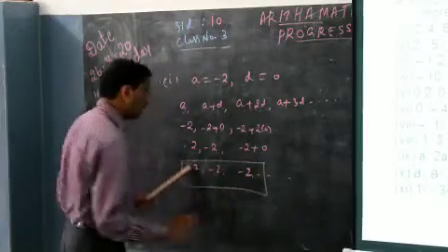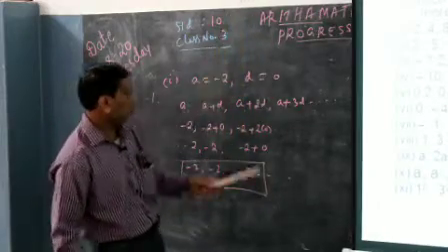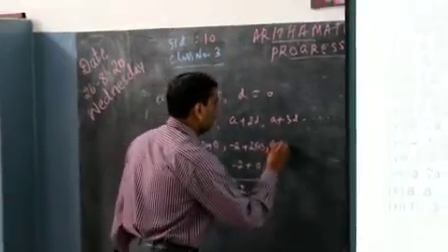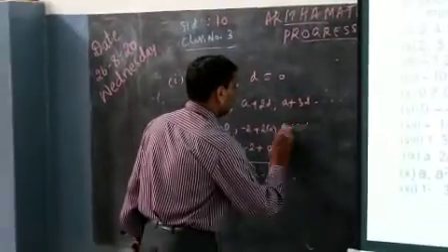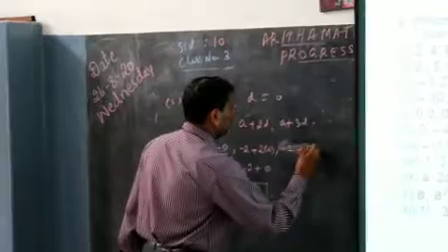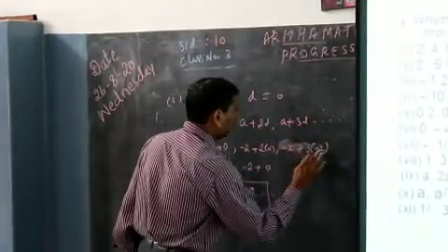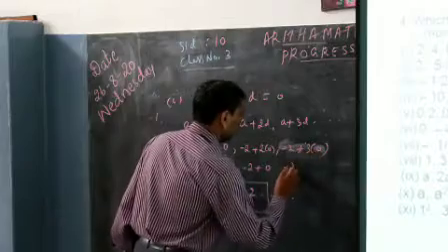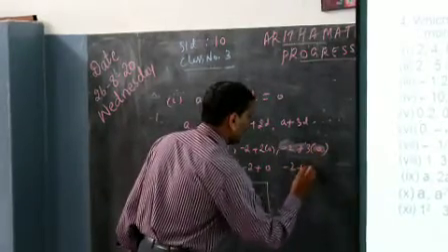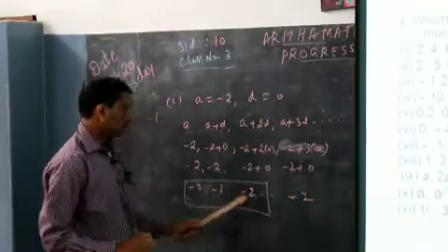What is that? Minus 2, minus 2, minus 2. They are asking you to write the first 4 terms. If you want to find the 4th term, a plus 3d, that is minus 2 plus 3 into d, sorry, 3 into 0, which is 0. Minus 2 plus 0, again we get minus 2. So 1, 2, 3, 4 terms.